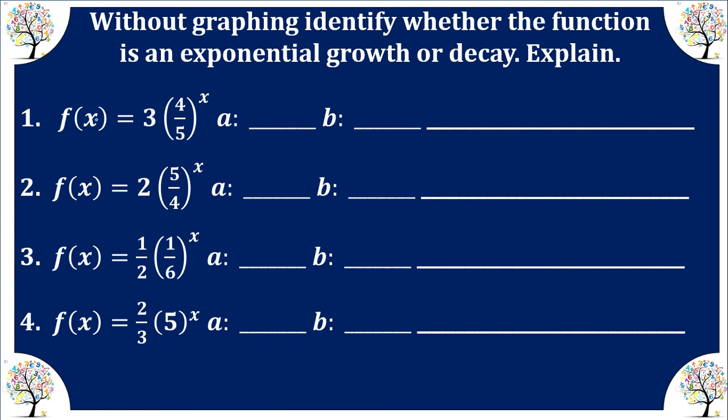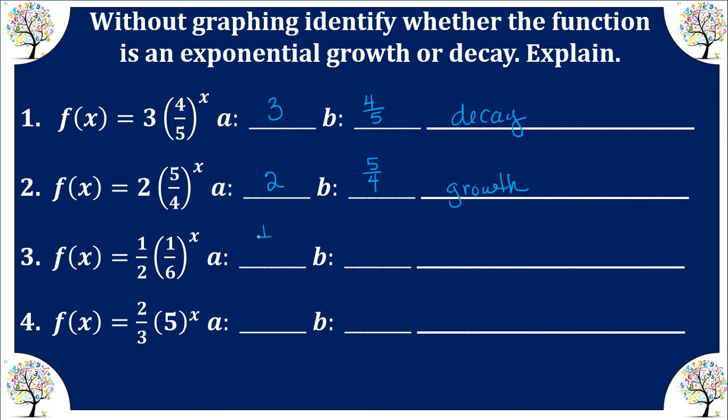Our first one, f of x equals 3 times my b value, 4/5, raised to the x. So 3 is the A value, that's your initial value. Our multiplier is 4 over 5, and because this is between 0 and 1, this is an exponential decay. Number 2, our A value is 2, but the B value is 5 over 4, which is more than 1, so this is a growth.